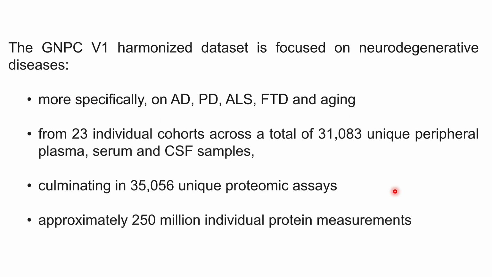This includes specifically Alzheimer's, Parkinson's, amyotrophic lateral sclerosis, frontotemporal dementia, and aging. This is from 23 cohorts, meaning 23 centers across the world, and look at the sample size: 31,083 samples they have processed.